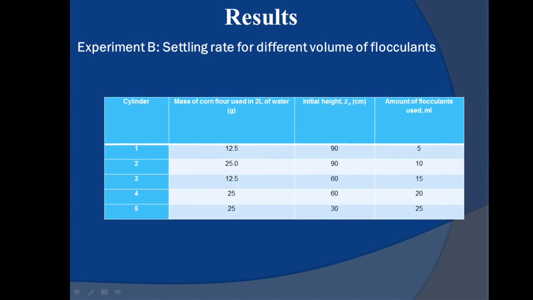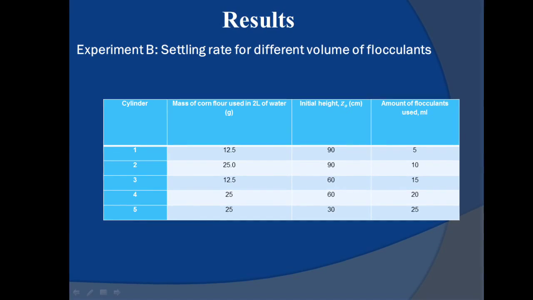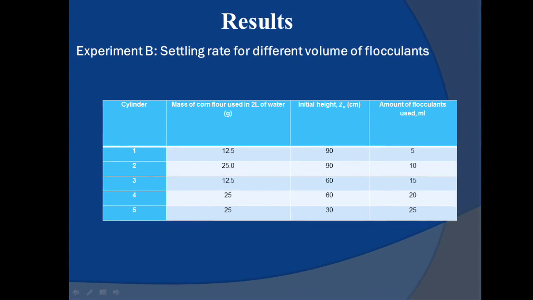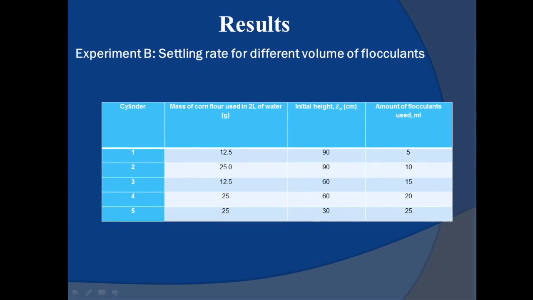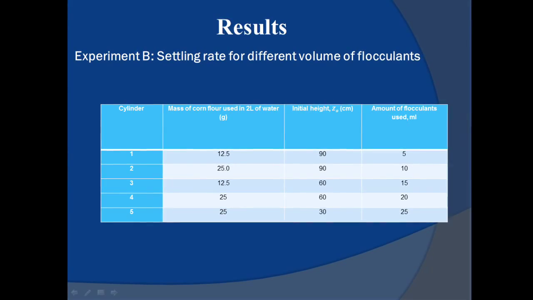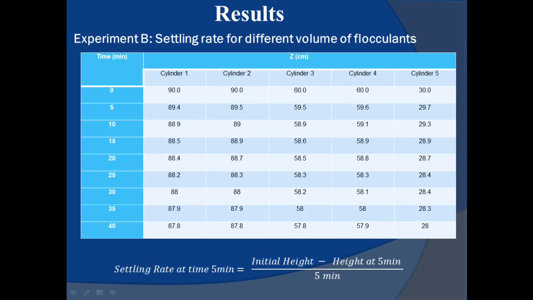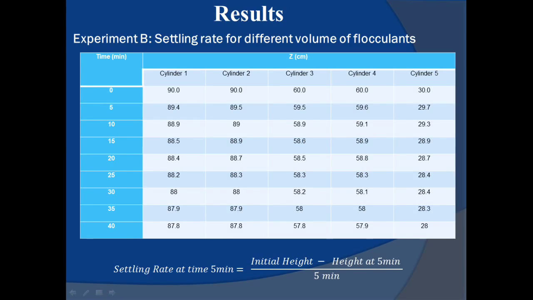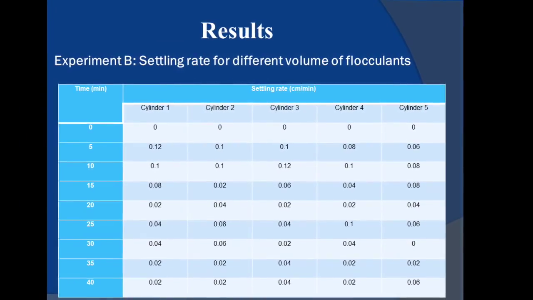Now moving on to experiment B. For experiment B, we investigate the settling rate for different volumes of flocculants added. The only difference in experiment B is that different amount of flocculants are added for the 5 cylinders as shown in this table. The same procedures as experiment A is taken to record the height of clear liquid interface, which is then used to calculate the settling rate.